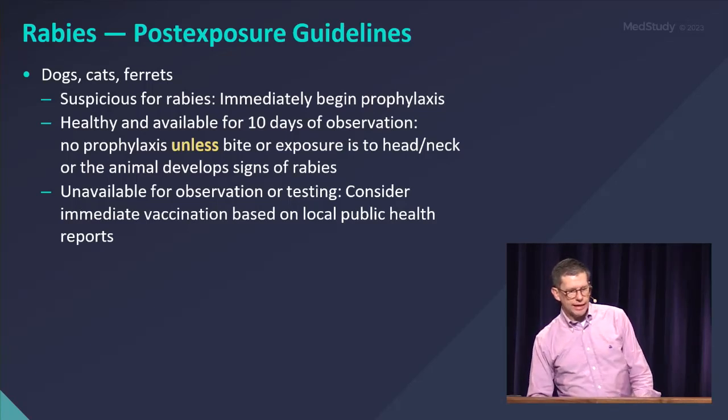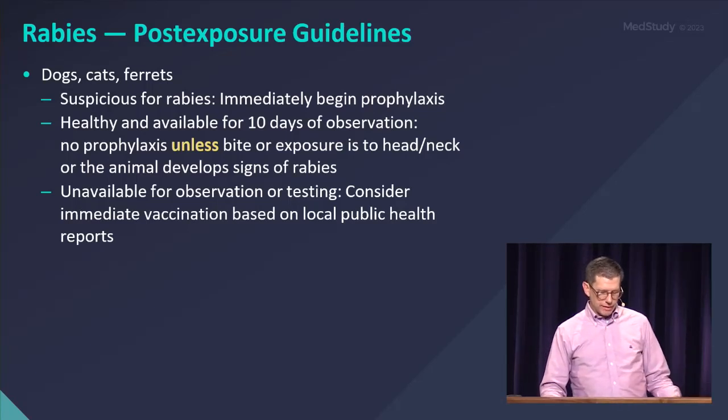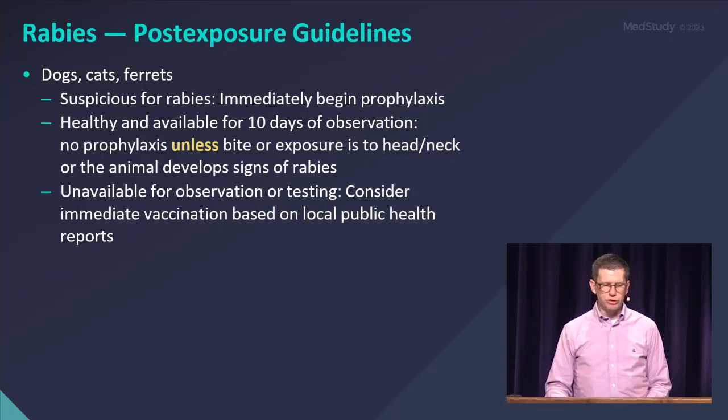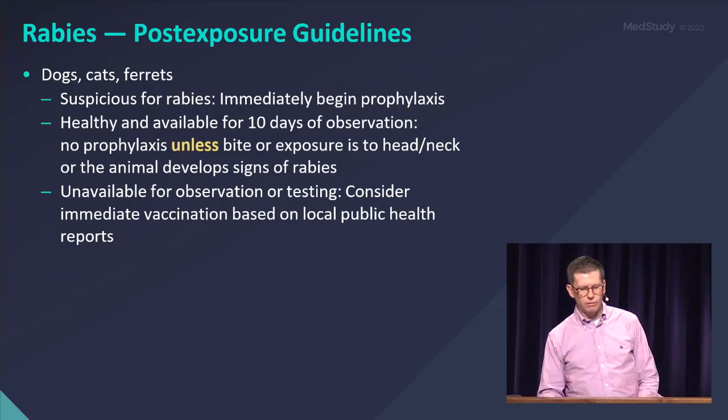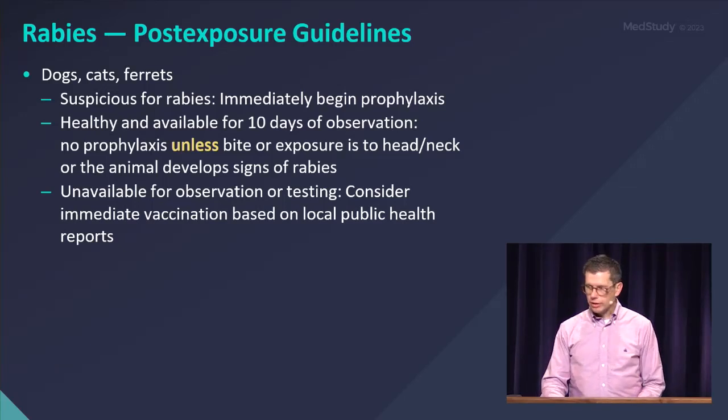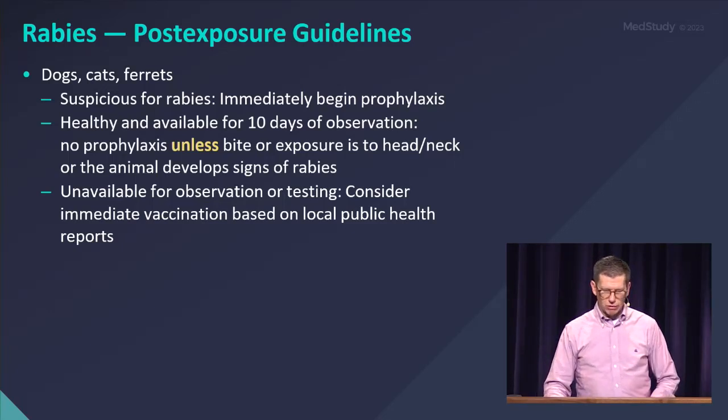Post-exposure guidelines depend on what you came in contact with: dogs, cats, and ferrets. If they have suspected rabies, you go ahead and start prophylaxis immediately. If they're healthy and available for observation, you do not need to do prophylaxis. If they're unavailable, this is when you contact your local health department to determine if there have been any cases of rabies in those particular animals.